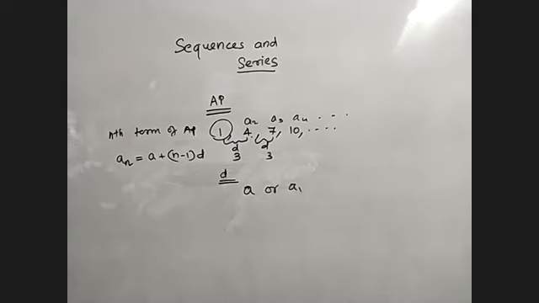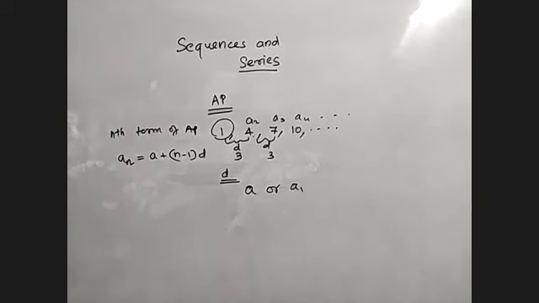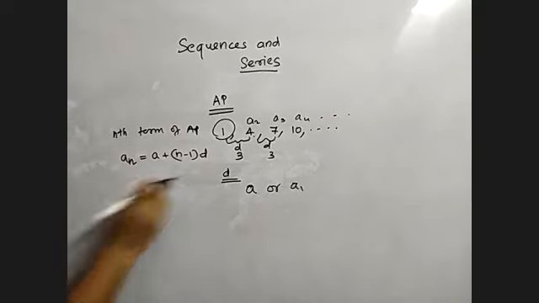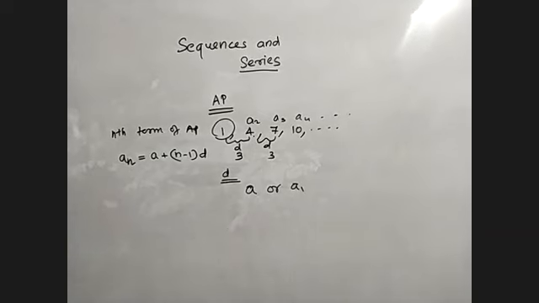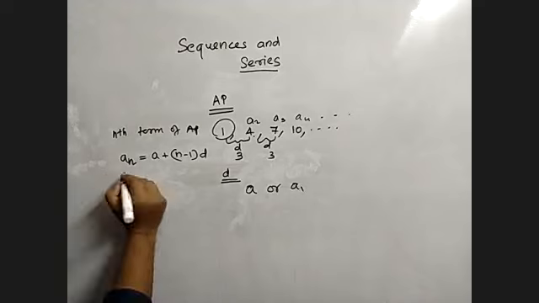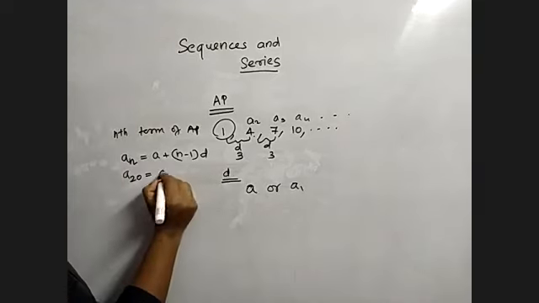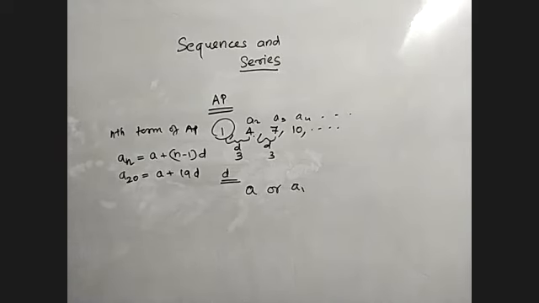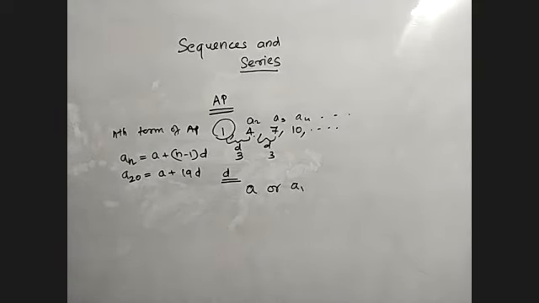So what is the nth term? You are able to see the board, right? Clear now? So what is an? an means the nth term of an arithmetic sequence, given by a plus n minus 1 into d. Now suppose they are asking you the 20th term, a20, that is a plus 19d, 20 minus 1 into d. This is very easy. AP is easy.